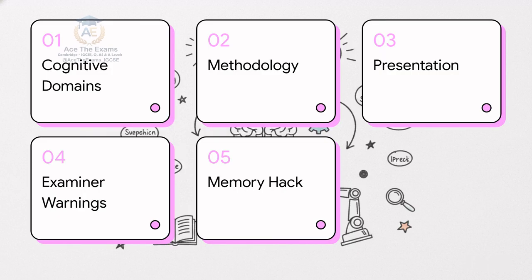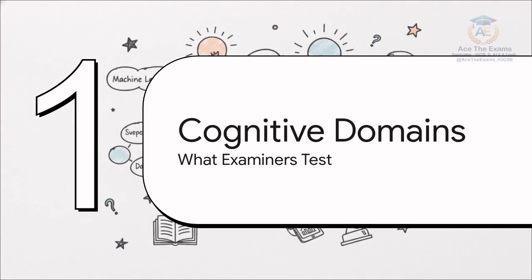To get us there, we are breaking this entire topic down into a heavily structured roadmap. First up, we'll decode the core cognitive domains. Second, we'll master the deconstruct, solve, evaluate method. Third, we'll drill into the technical presentation conventions you absolutely must use. And finally, we'll reveal the top examiner warnings straight from the Cambridge grading rooms. Let's get into it. Section 1. The core cognitive domains. It is time to uncover what examiners actually test when they read your paper.